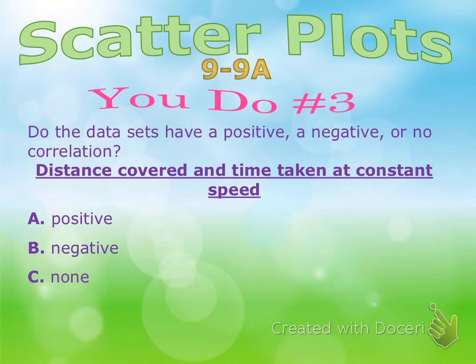So do the data sets have a positive, a negative, or no correlation? Think about it. Distance covered and time spent at constant speed. Go ahead, pause the video, and take a guess as to what you think it's going to be. So that's going to be a positive correlation, as your distance covered is going to increase as time increases.